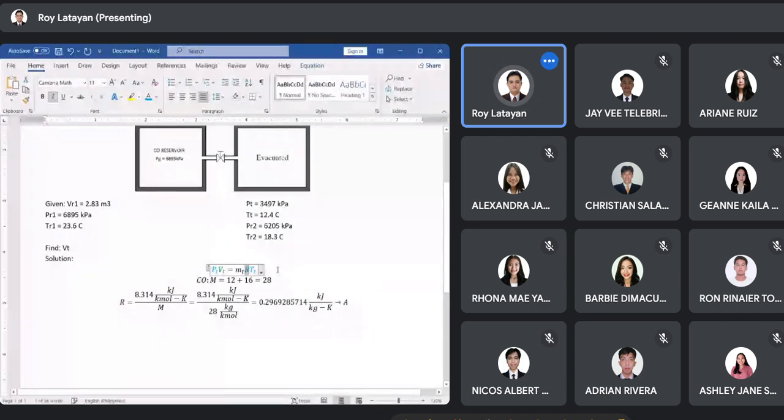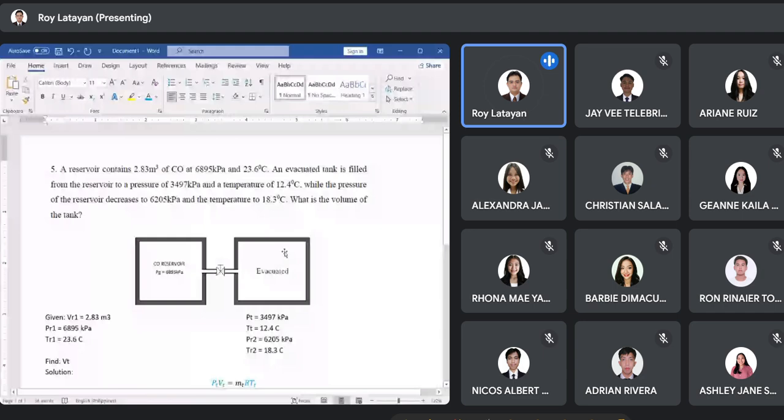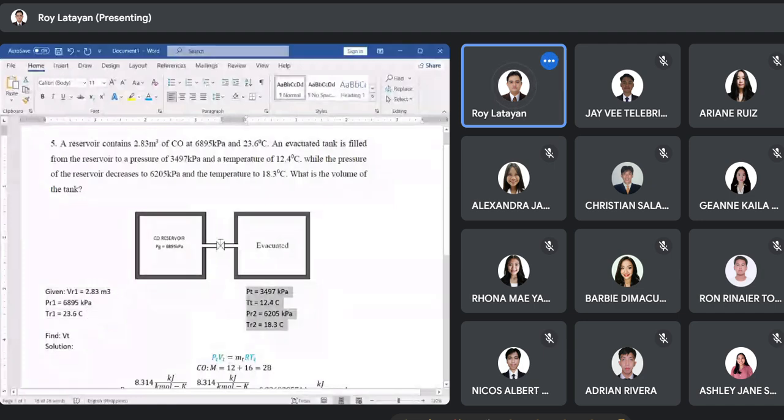Ang wala na lang natin is yung mass ng tank. So saan naman natin kunin yung mass ng tank? Pwede natin makuha dito. Tingnan naman natin yung reservoir natin. May initial mass siya, tapos may initial conditions siya na P, V, at saka T. Tapos, meron din siyang final na P at T.